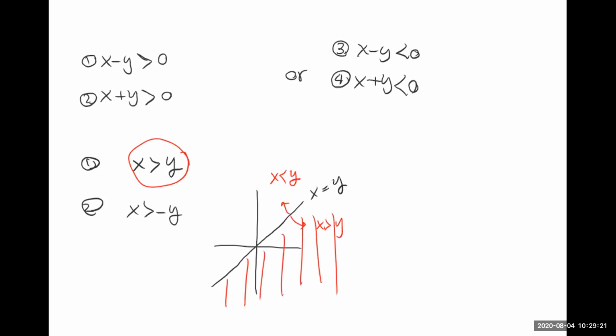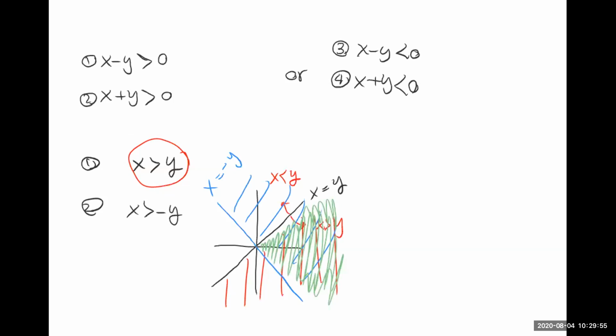And then we have another line, x equal to minus y. On one side of it, x is greater than minus y. On the other side, x is less than minus y. So again here, which side do we have x greater than minus y? Actually, again, this side. Now, the intersection of these two is this. So for example, the answer to this one is this area.